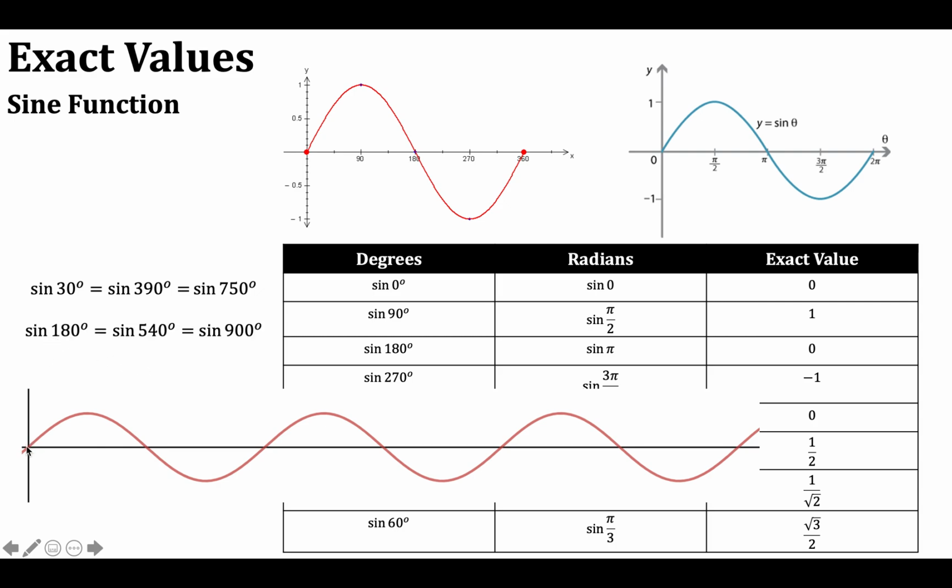Likewise, if we get sine 180, which was here, that is the same as sine 540 and sine 900 degrees. Obviously, it'll be the same for radians as well.